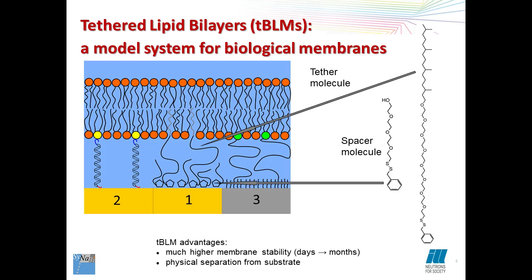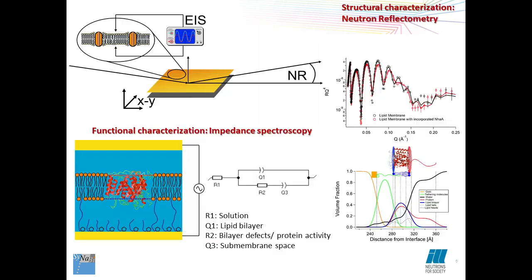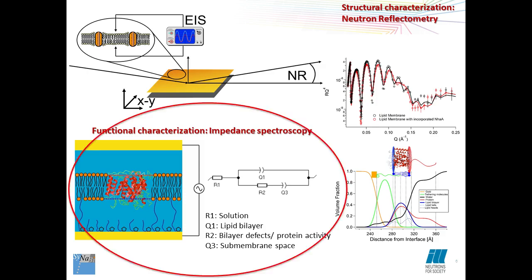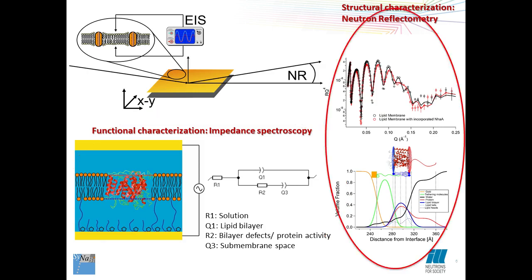In my project, I investigate three different kinds of tethered lipid bilayers, which differ in, for example, the water content in the submembrane space or the rigidity of the connection between membrane and surface. With these systems, I characterize the incorporation of NHAA. For this, I mainly rely on two different methods: neutron reflectometry and electrochemical impedance spectroscopy. Using impedance spectroscopy, I study the electrophysiological properties of the membrane, including protein activity. With neutron reflectometry, I characterize the nanostructure of the protein membrane system.